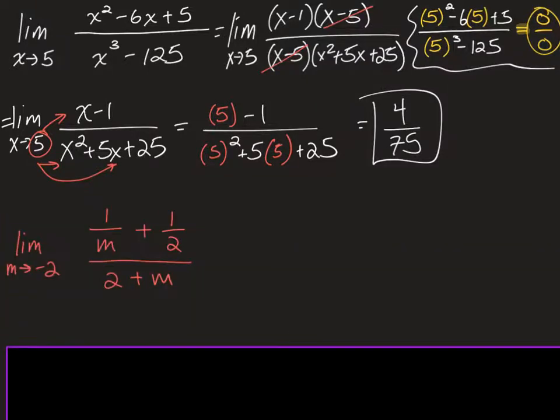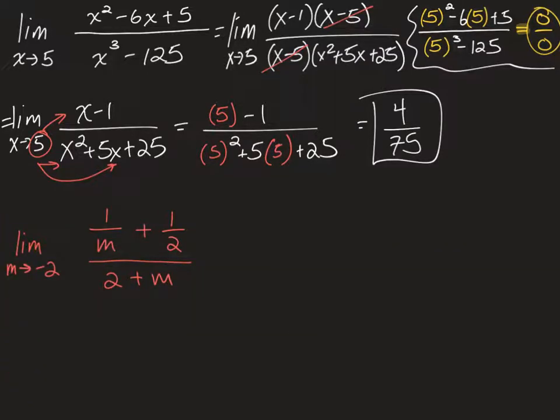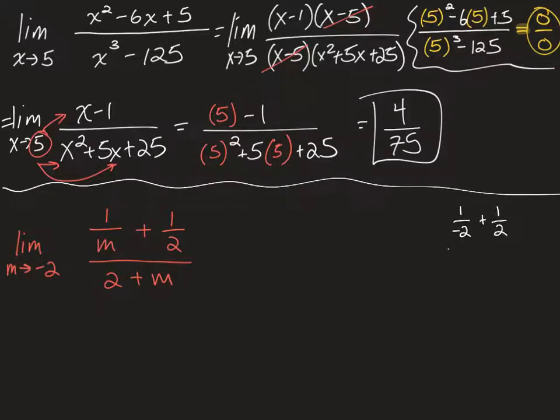I think the first thing that we're going to have to do is check to see if you get a 0 over 0 when you do this. So I'm going to do this off to the side as m approaches -2. So I'll have 1 over -2 plus 1 over 2 all over 2 plus a -2. Well, all this first fraction does here is it becomes a -1/2. -1/2 plus 1/2 is 0. And in the denominator, 2 plus a -2 is also 0. Yep, 0 over 0. Okay.